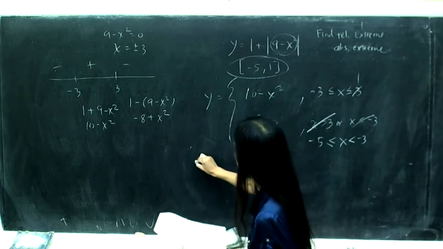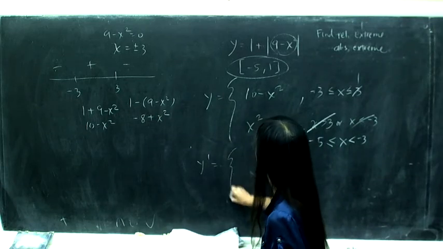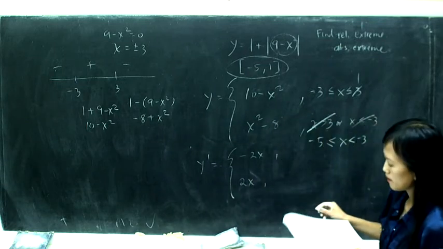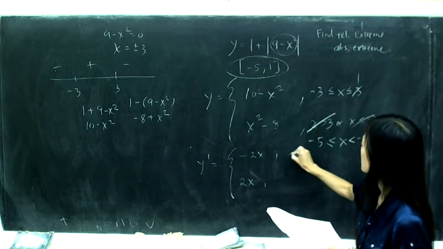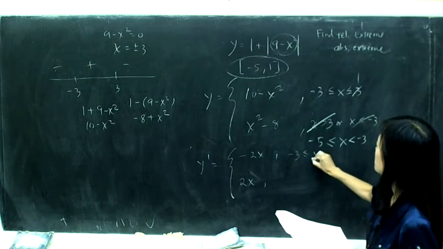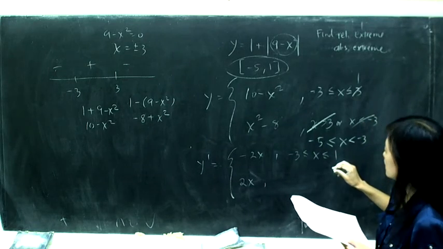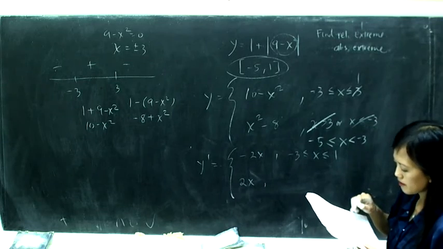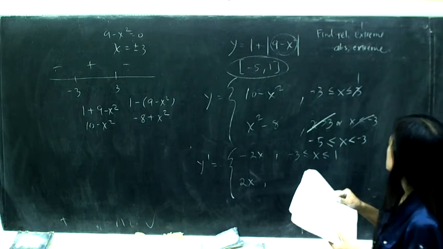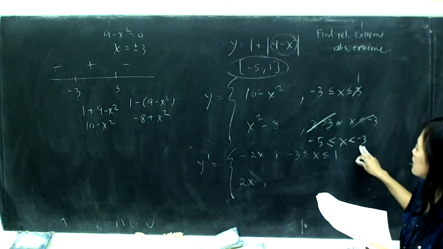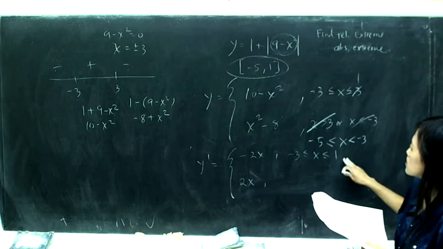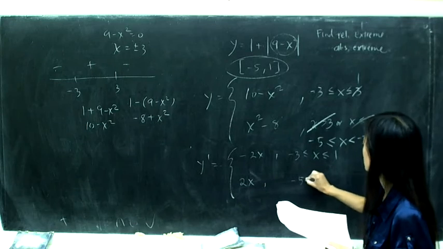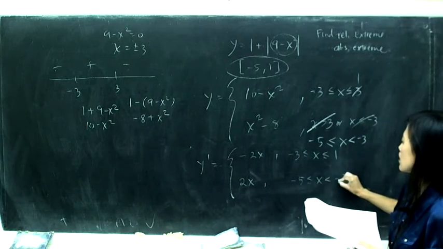Okay, so then we have the first derivative. What do you do? Negative 2x and 2x. This is from negative 5 to negative 3. Hold on a second. At negative 3, that's fine. The first derivative at negative 3.